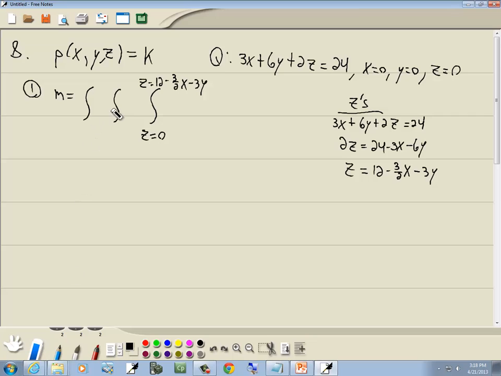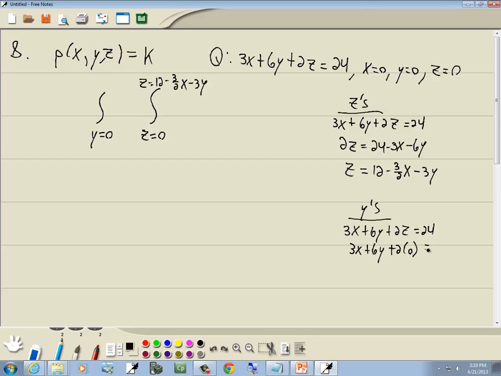Next thing we're going to do is y. So it's going to go from y is equal to 0, because it tells you y is equal to 0. Now going back to our initial equation, we got 3x plus 6y plus 2z is equal to 24. The variable we just did was the z's, so now I'm putting 0 in for z. So we got 3x plus 6y plus 2 times 0 is equal to 24. So we've got 3x plus 6y is equal to 24, and we want to solve for y. So I take 3x over, we've got 24 minus 3x. Divide everything by 6. 24 divided by 6 is 4, minus 3 divided by 6 is a half. So y is equal to 4 minus 1/2 x.